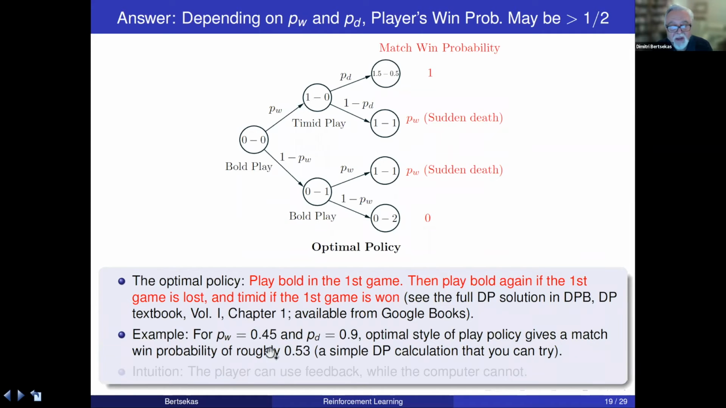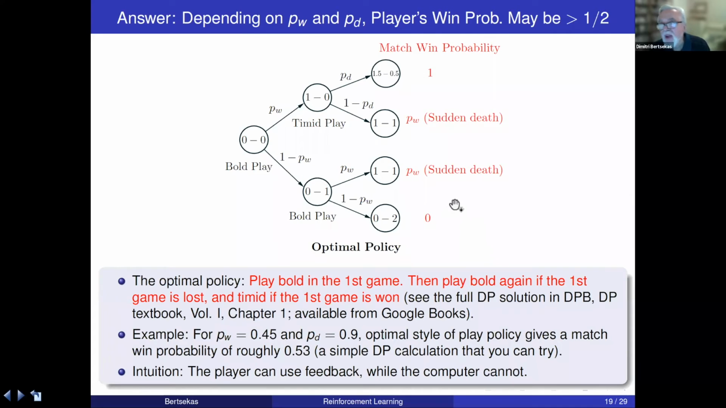And in fact, you can verify from this tree here that if PW is 0.45, okay, you win with probability 45% and you lose with probability 55%. And PD equals 0.9, 90% of drawing and 1% of losing. With these numbers, if you do this calculation, you'll find that the probability of winning the match is more than 50%. Now, what's the intuition for that?